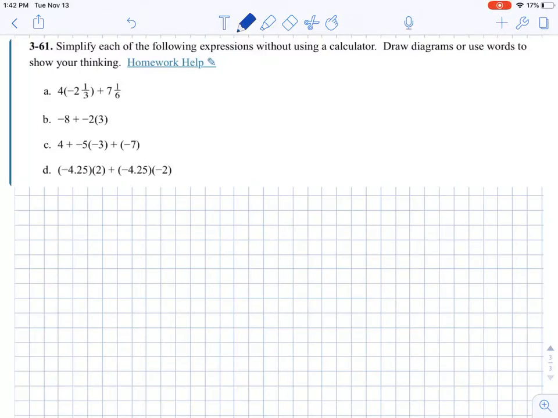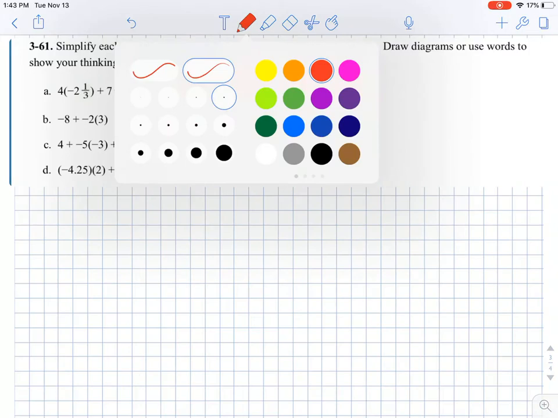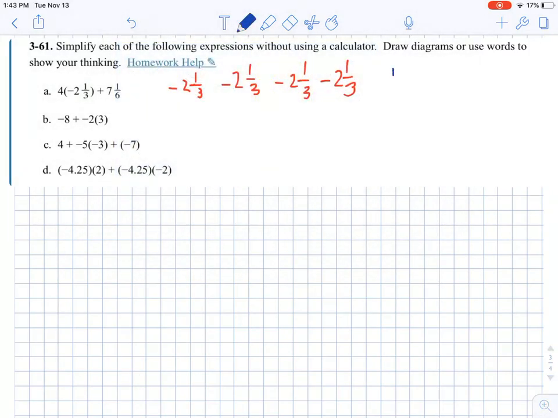Okay, so A says I have 4 groups of negative 2 1/3. So I have 2 1/3, 2 1/3, 2 1/3, 2 1/3, and then I have a positive 7 1/6. So if I see 1, 2, 3 thirds, I know that makes a whole.